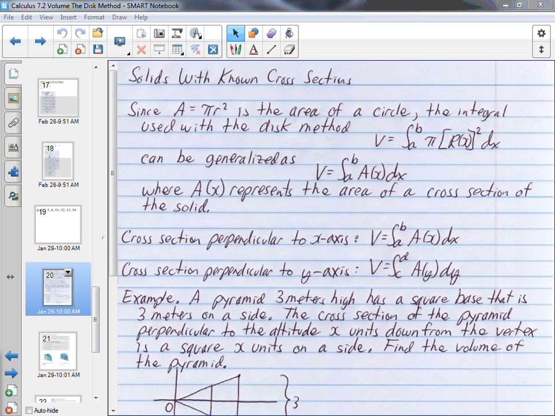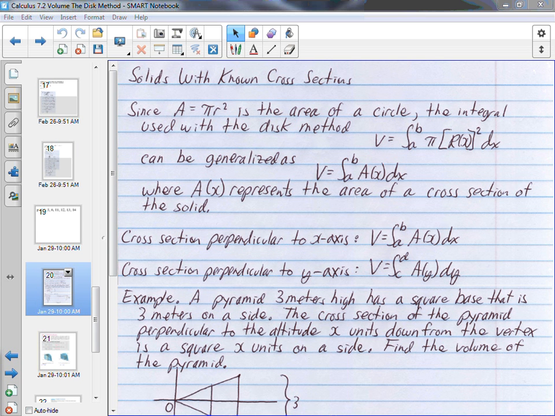We're going to have the same idea here, okay? So follow with me. Since area equals pi r squared is the area of a circle, the integral used with the disk method, volume equals integral from a to b of pi times radius squared dx, can be generalized as volume equals the integral from a to b of the area of the cross section dx, where A of x represents the area of a cross section, dx is still the thickness of it. Okay? So it's still a volume, not just adding up areas of things.